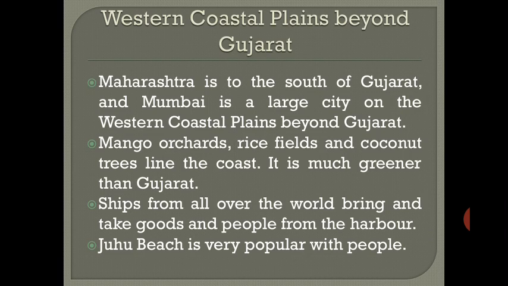Okay, beta. Next, western coastal plains beyond Gujarat. Maharashtra is to the south of Gujarat and Mumbai is a large city on the western coastal plains beyond Gujarat. Mango orchards, rice fields and coconut trees lie in the coastal region. It is much greener than Gujarat. Next, ships from all over the world bring and take goods and people from the harbor. And Juhu beach is very popular with people.